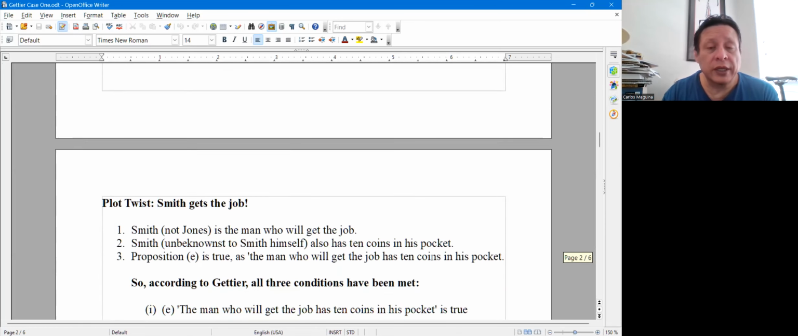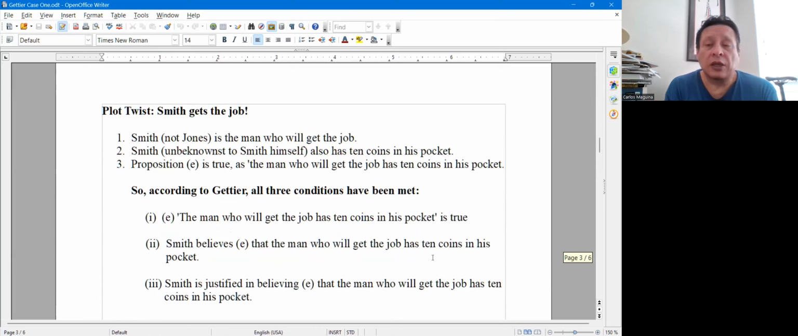The plot twist in the story is: Smith, not Jones, is the man who will get the job. So this is just a stated fact. He's just stipulating that Smith is ultimately the one who will get the job. We can't contest that stipulated fact. He's free to make that stipulation. It's not inconsistent with anything he said so far, so no problem. Two: Smith, unbeknownst to himself, also has 10 coins in his pocket. Another stipulated fact in this scenario. You cannot question it. You cannot challenge it.